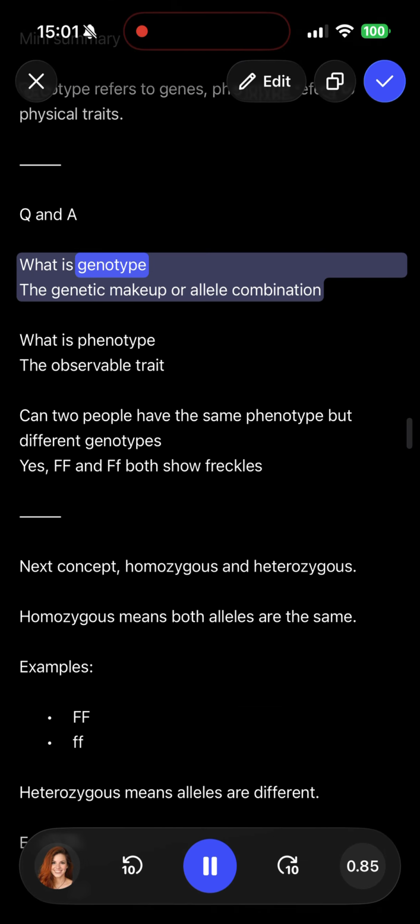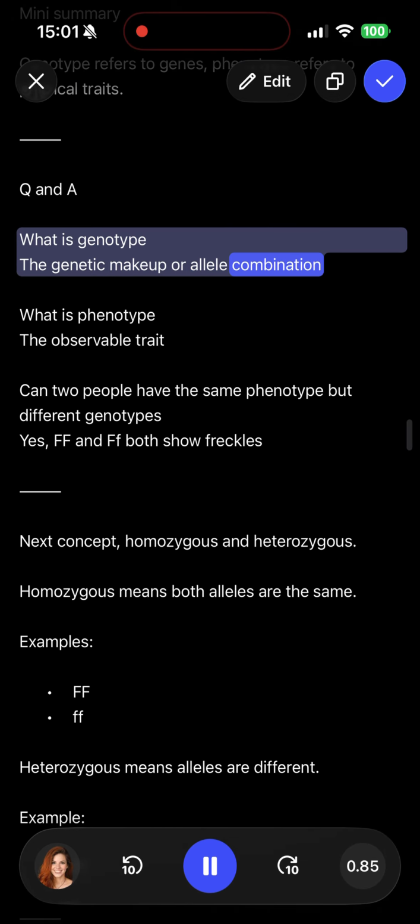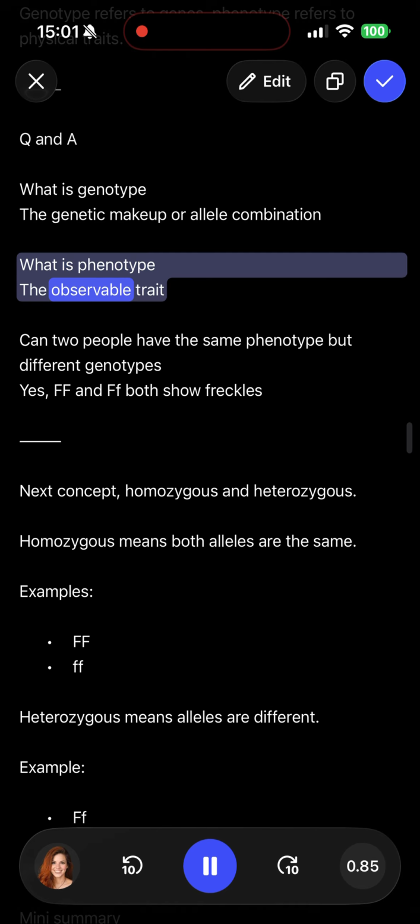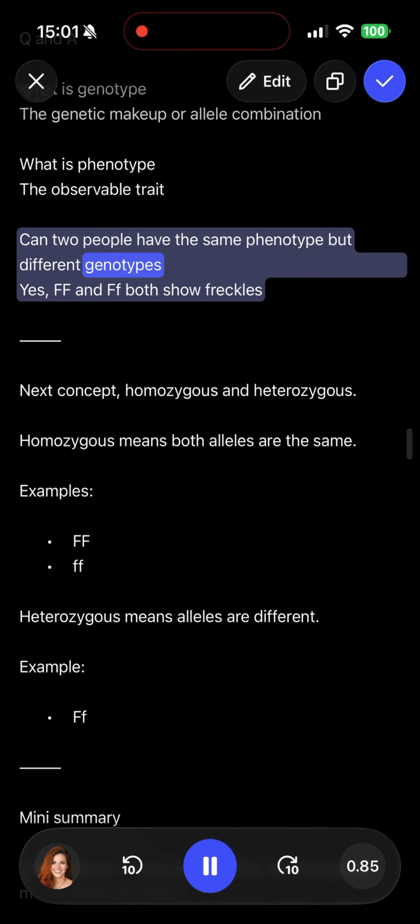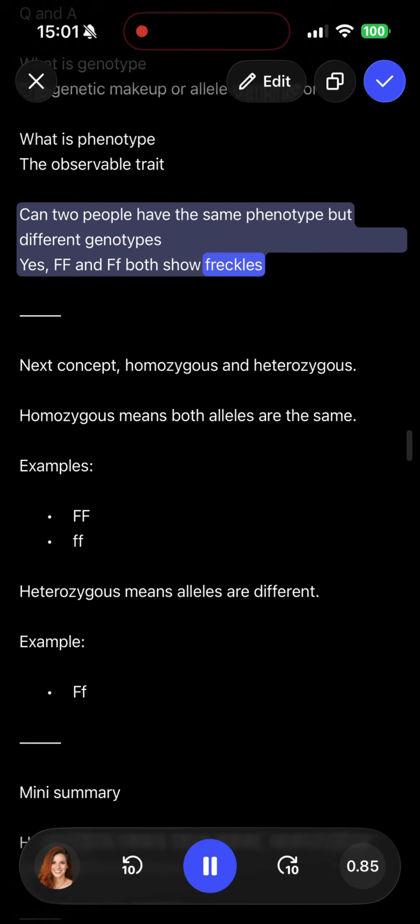Q&A. What is genotype? The genetic makeup or allele combination. What is phenotype? The observable trait. Can 2 people have the same phenotype but different genotypes? Yes, FF and Ff both show freckles.